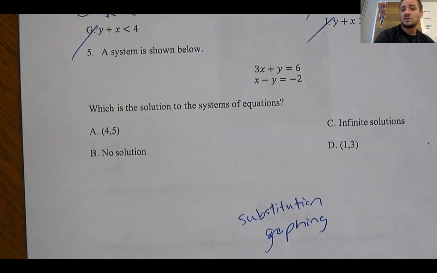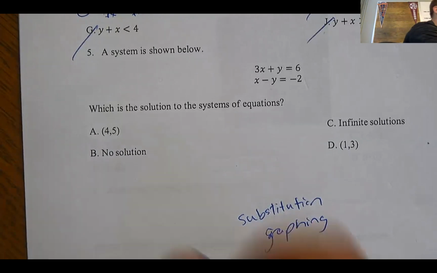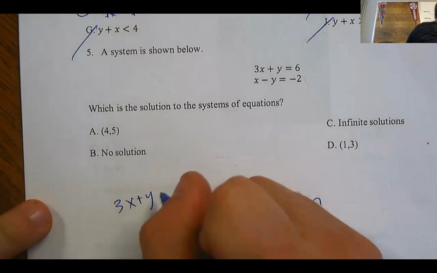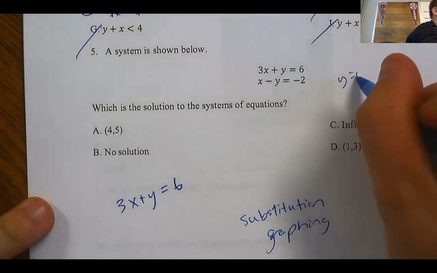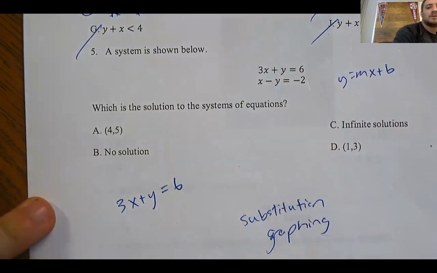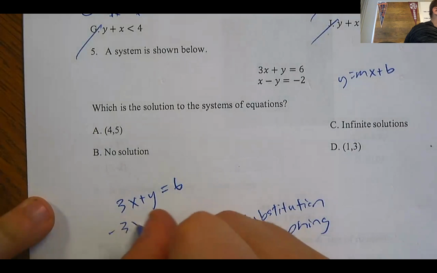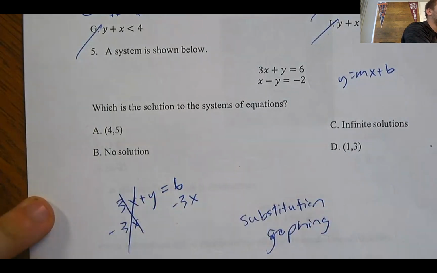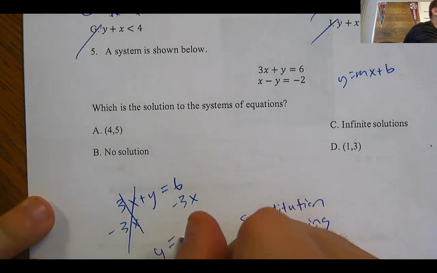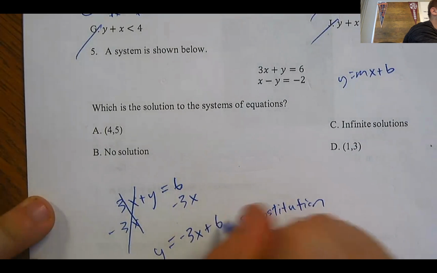So we're going to actually use our Desmos, but in order to graph these equations, we need to get them into y equals mx plus b first. Okay, so 3x plus y equals 6. If I want to get this into y equals mx plus b, well, then we're going to have to subtract 3x from the left, which means I need to subtract 3x from the right. I cannot put these two terms together, so that gives me negative 3x plus 6.